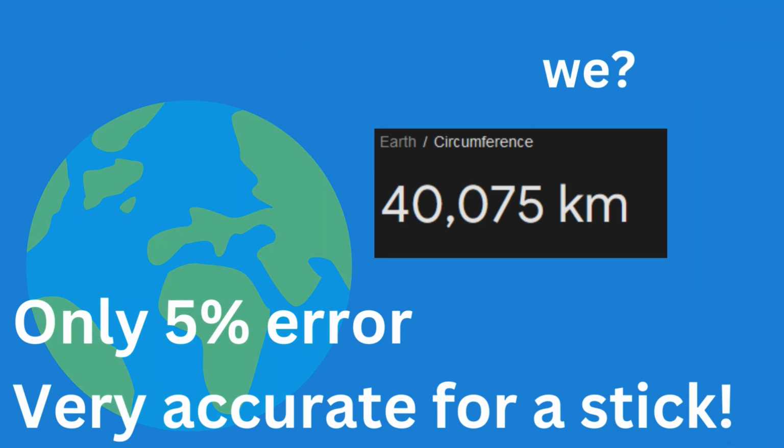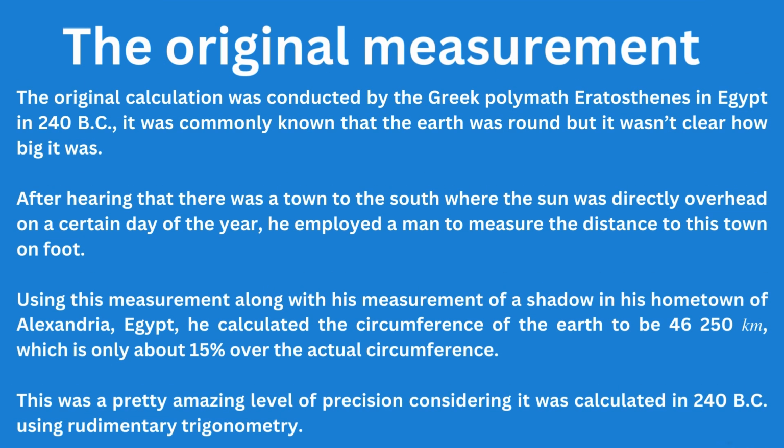The original calculation was conducted by the Greek polymath Eratosthenes in Alexandria, Egypt, in around 240 BC. It was commonly known that the Earth was round in those times, but it wasn't clear just how big it was.